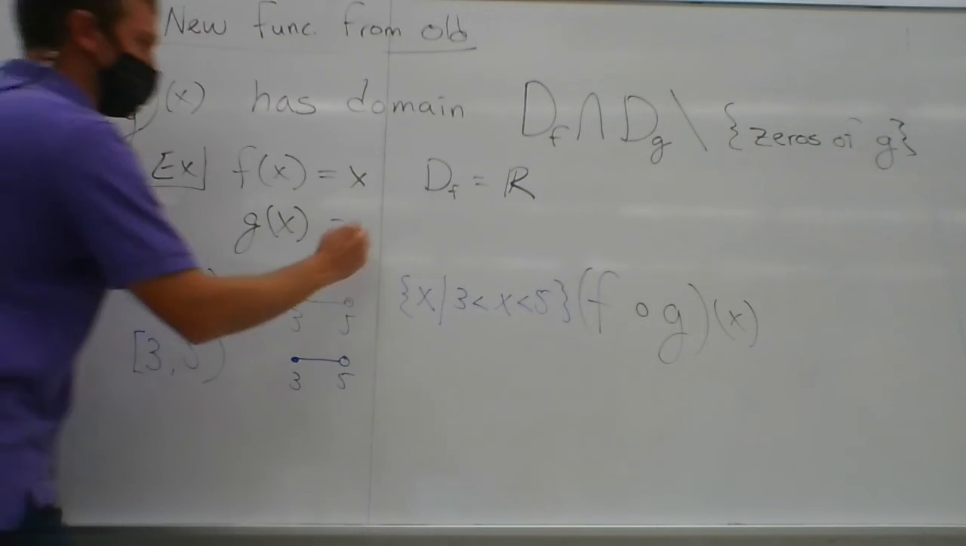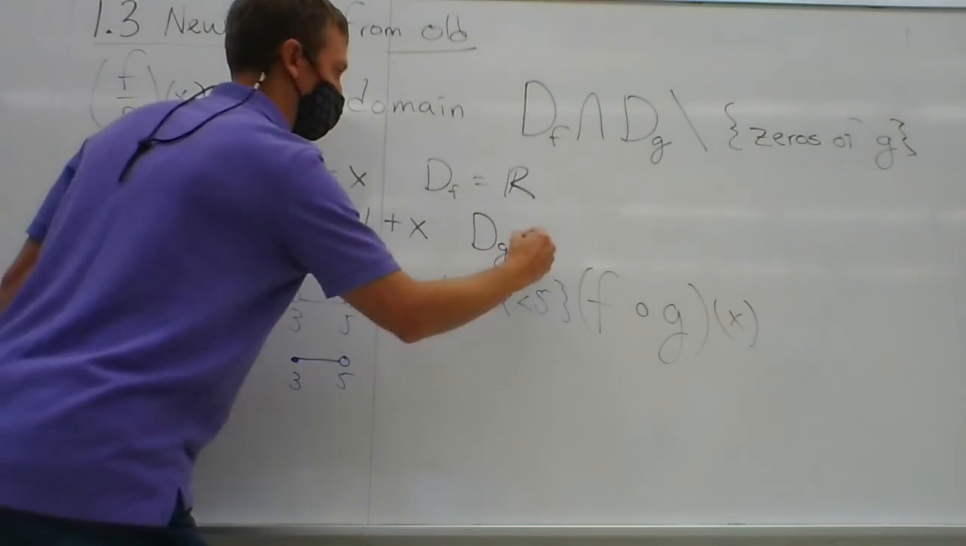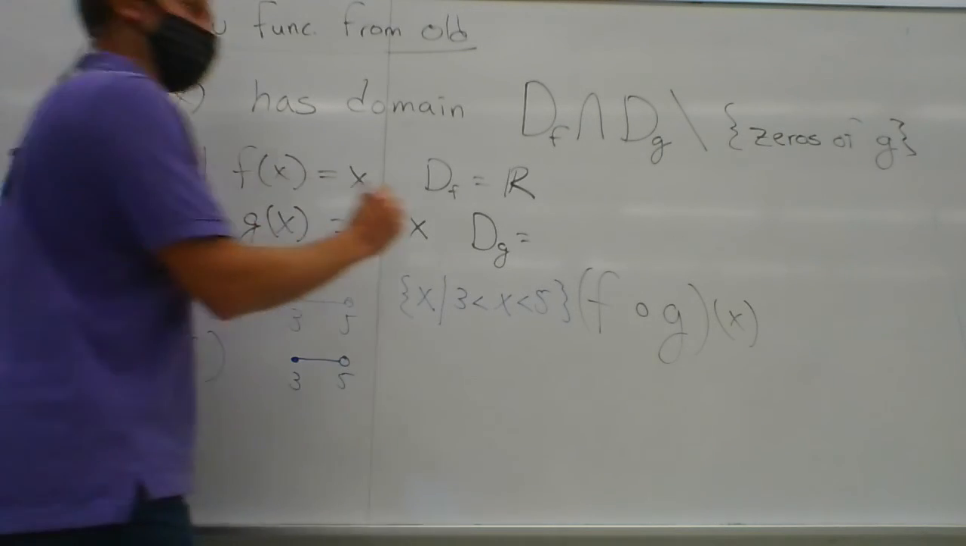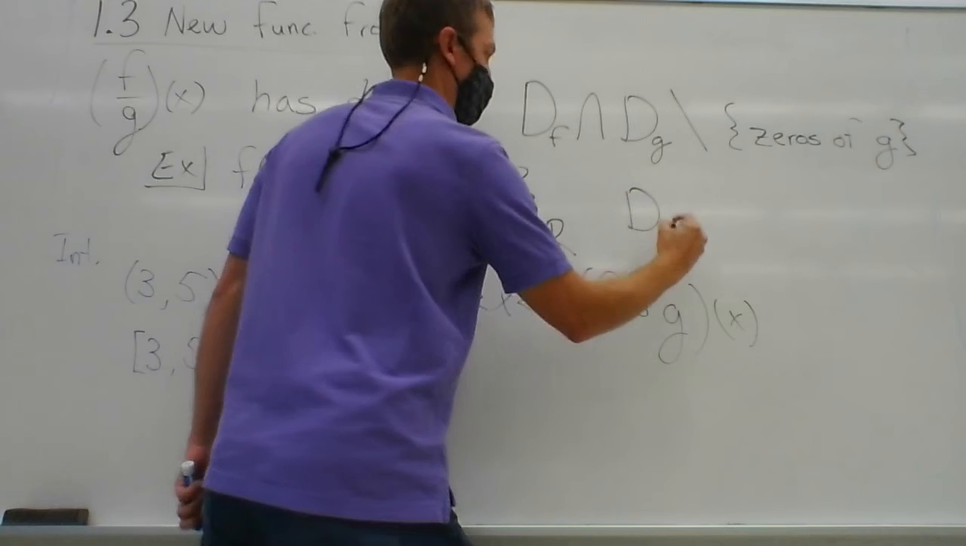G of x is very simple. We're gonna add 1 to that. What is the domain of G? I'm not gonna test you on adding 1 to things. I know that can get embarrassing because I make mistakes like that all the time. It is just the same. Okay, what is the domain of f over g?